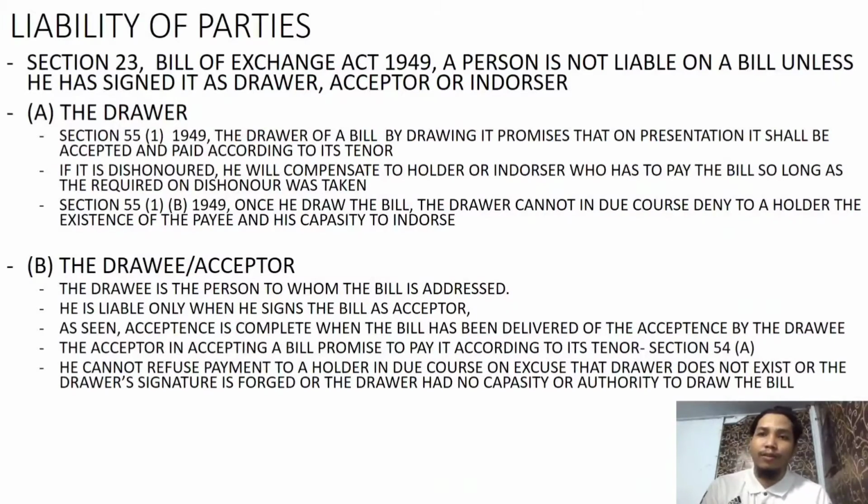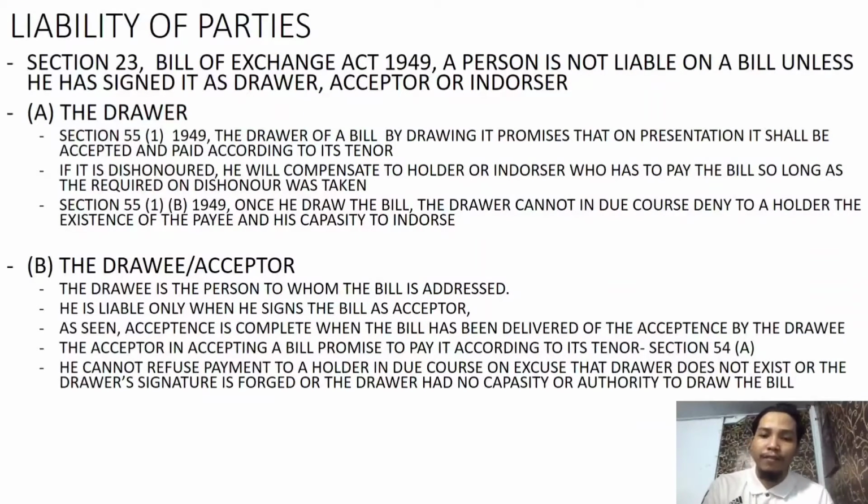Okay, first I want to talk about the drawer. In section 55 subsection 1 of the Bills of Exchange Act 1949, the drawer of a bill, by drawing it, promises that on presentation it shall be accepted and paid according to its tenor. If it is dishonored, he will compensate the holder or endorser who has to pay the bill, so long as the required proceedings on dishonor were taken.